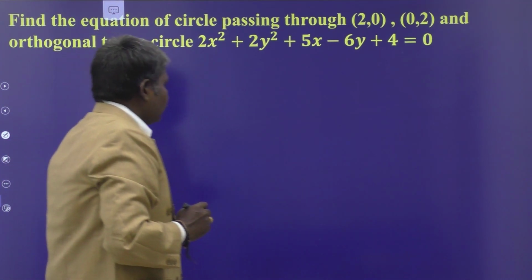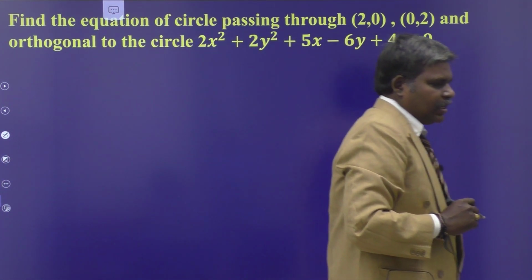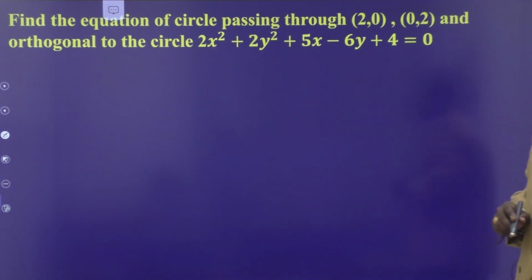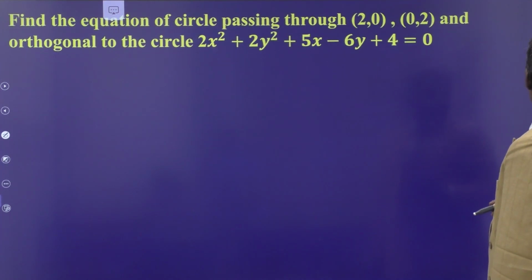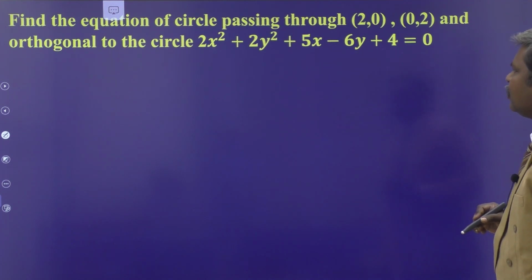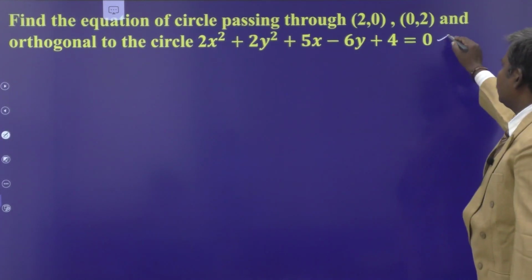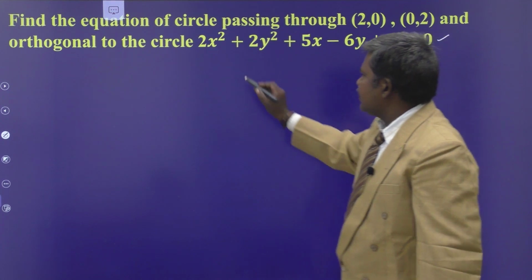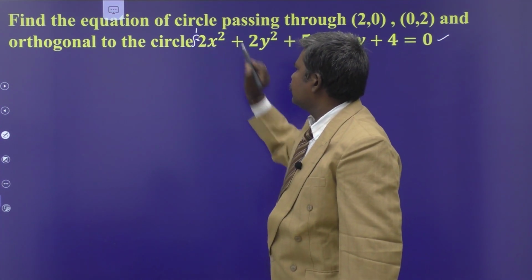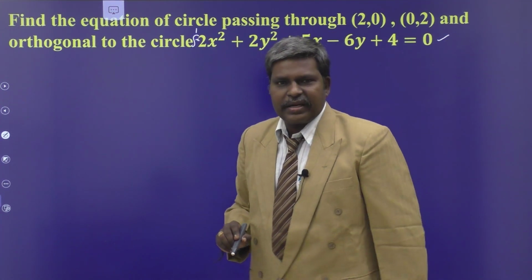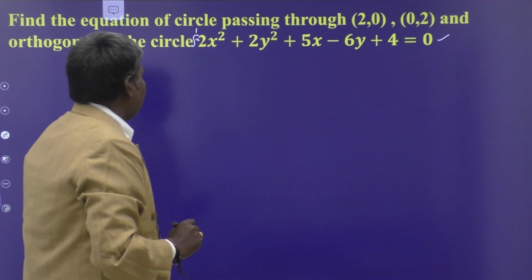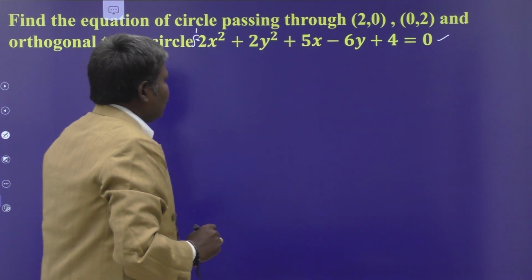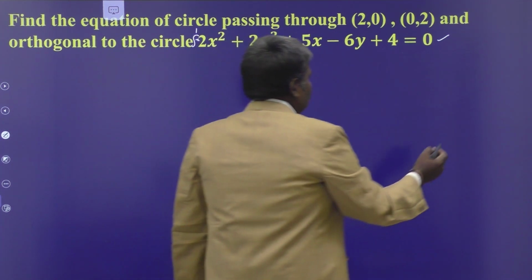This is the question. Find the equation of circle. What is the role of the circle here? Passing through (2, 0) and (0, 2) and orthogonal to the circle. Suppose this circle is S' = 0. We have to find out the equation of some circle passing through (2, 0) and (0, 2).